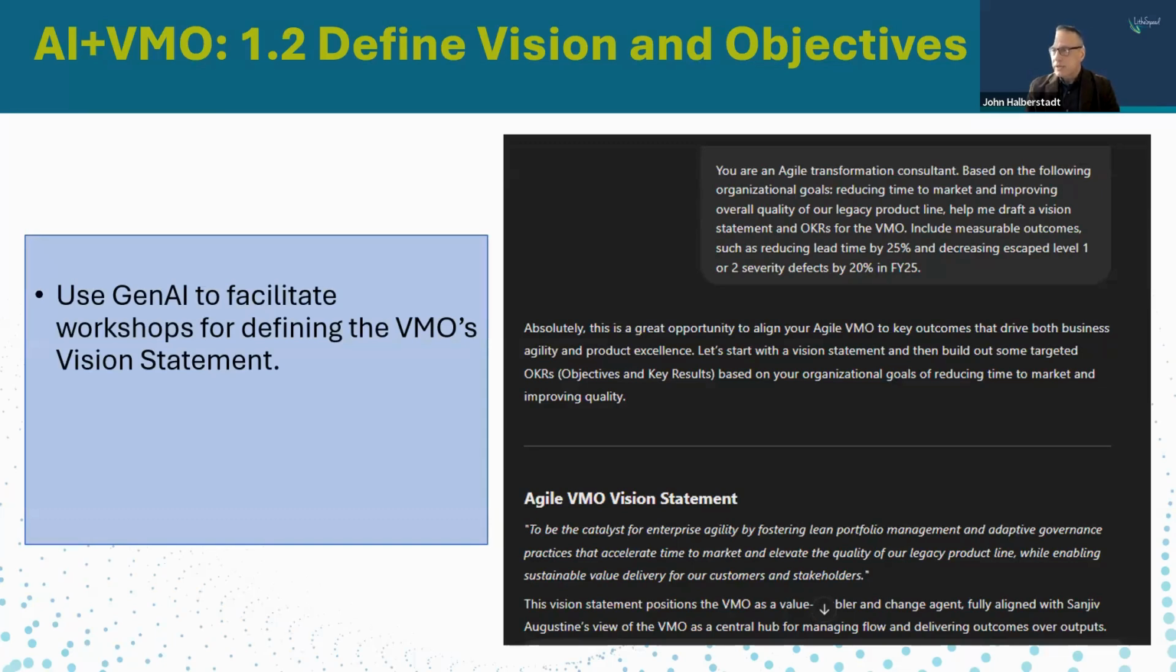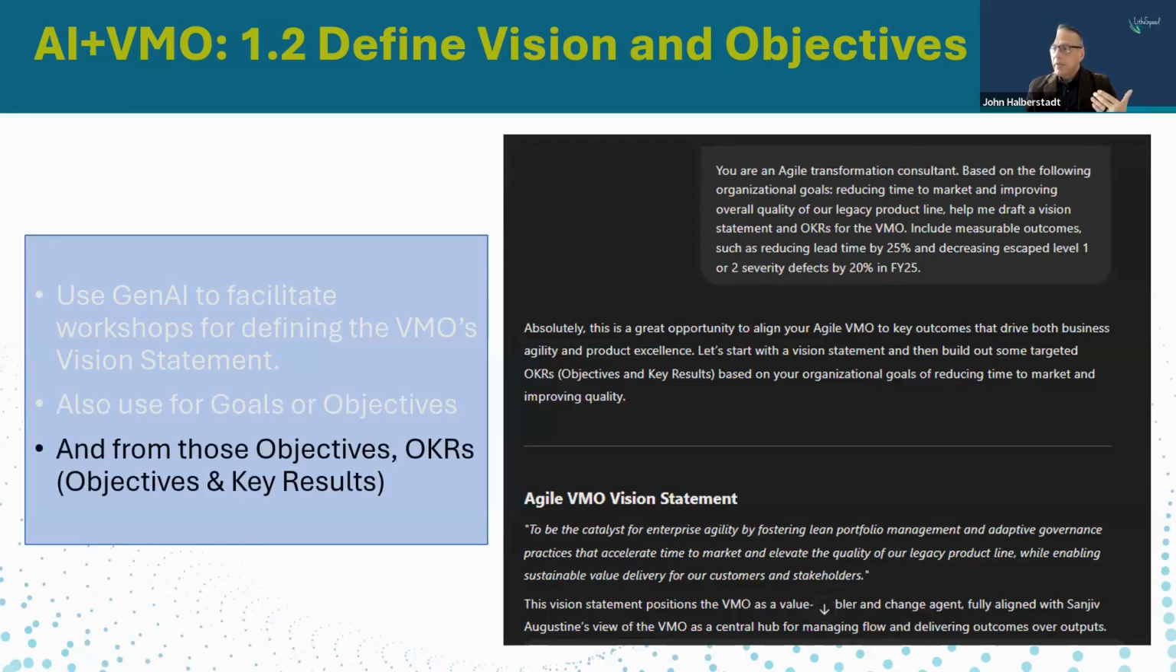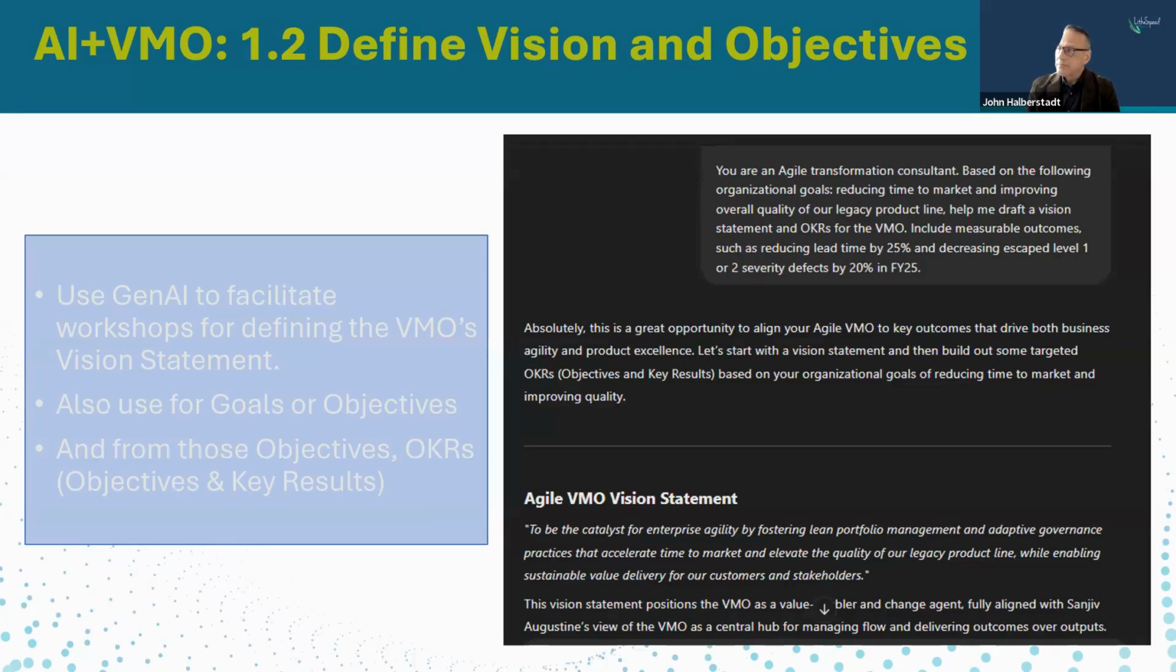You can use generative AI to facilitate workshops. So maybe you do this as a starting point and let people respond to it. You can use it to help facilitate workshops once you have this, to talk about OKRs or specific goals, if nothing else. And then a subsequent session on setting OKRs once you've established your objectives.